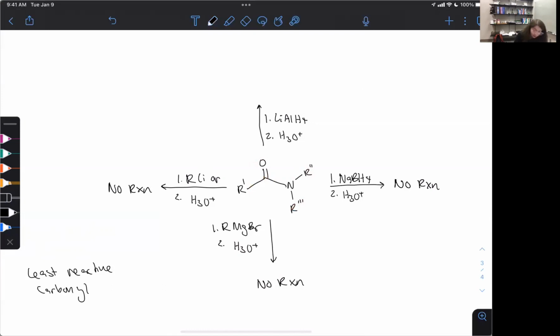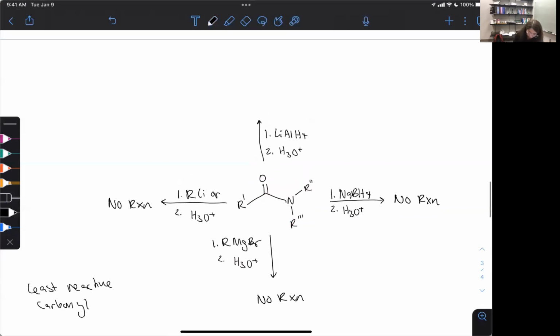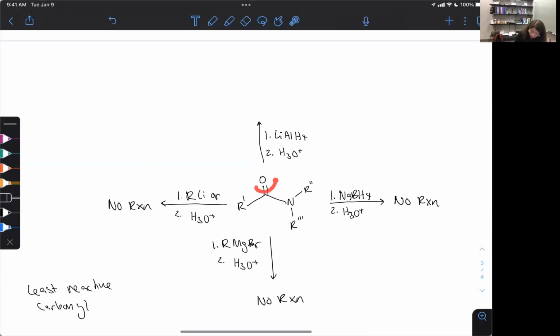And your book makes zero mention of it at all. So we're going to keep it with no reaction for those. The only one that it does react with really, really reliably is lithium aluminum hydride, which is the top of that reactivity totem pole, right? So again, we're going to see a situation where we're going to lose our carbonyl completely. And this is actually going to get us to an amine.